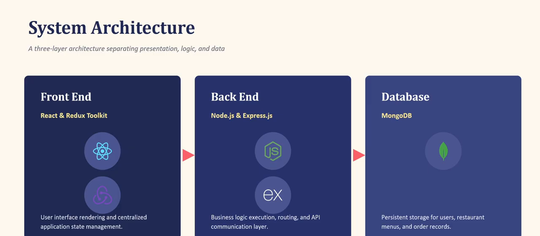Whenever the user performs an action such as login, placing order, or updating their profile, the backend processes those requests after verifying that he or she is a valid user through JWT token verification.